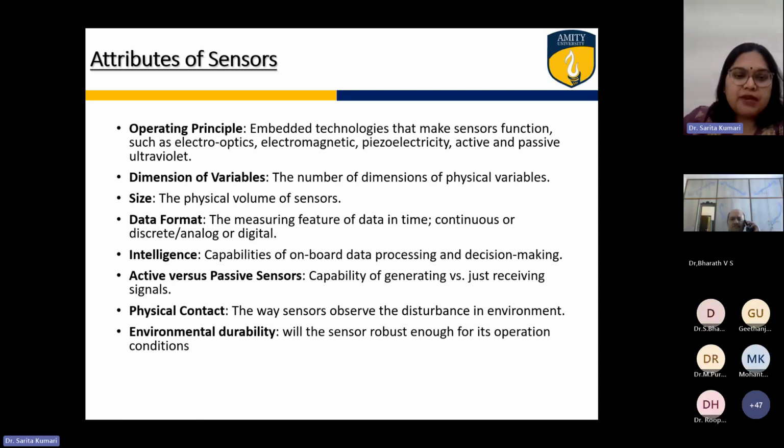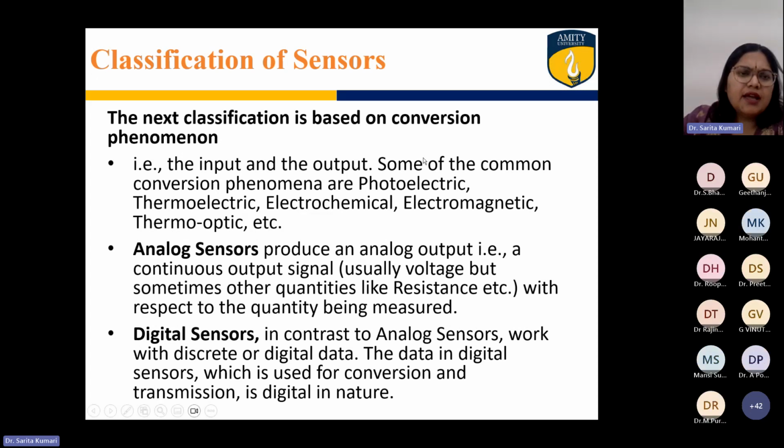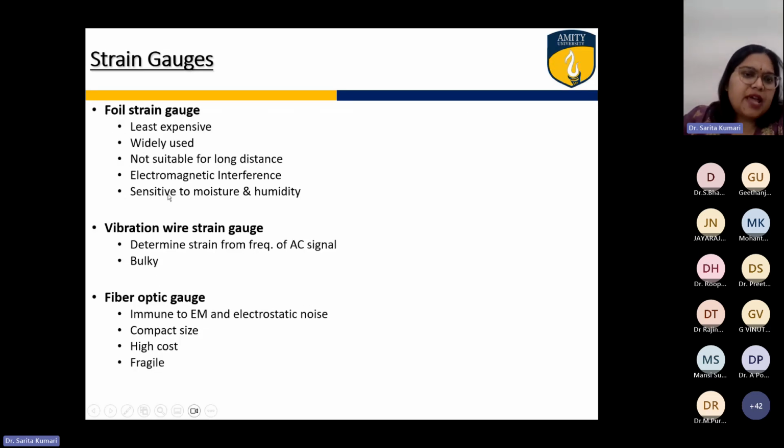Then environmental durability: will the sensor be robust enough for its operating conditions? Again, that is one of the very important criteria which we should look after. Then, as I said, analog sensors and digital sensors: analog sensors will have the output in the form of an analog quantity, and digital sensors will have output in the form of a digital quantity. We have different types of sensors.